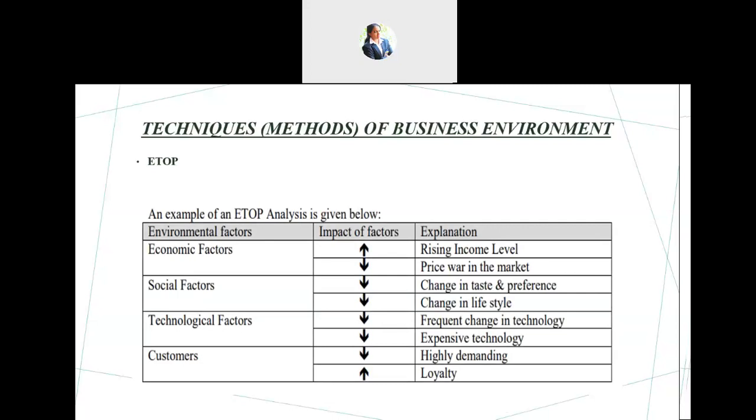Now, when it comes to economic factor, they have listed two factors. The first one is rising income level, and it is going to affect positively for the organization's employees. And the second economic factor is price war in the market, and this is going to affect negatively the organization. That's why they have indicated it with a downward arrow mark.